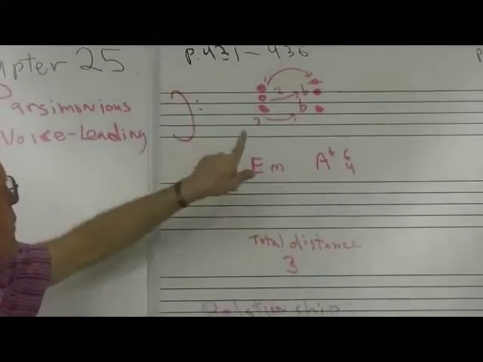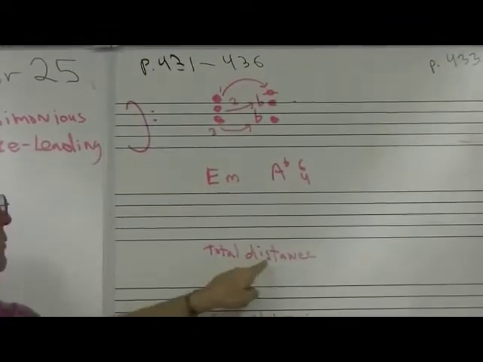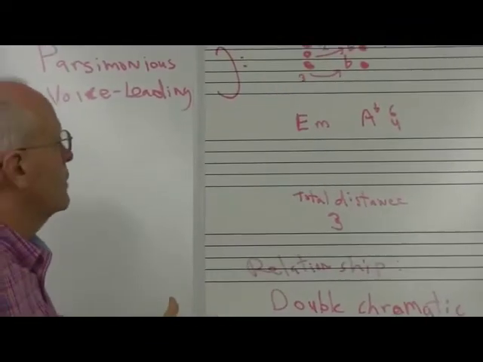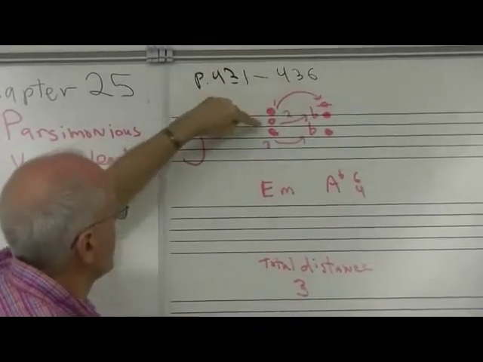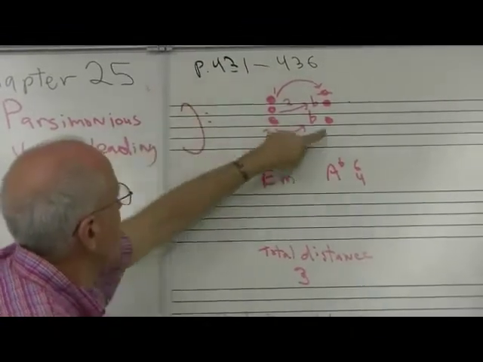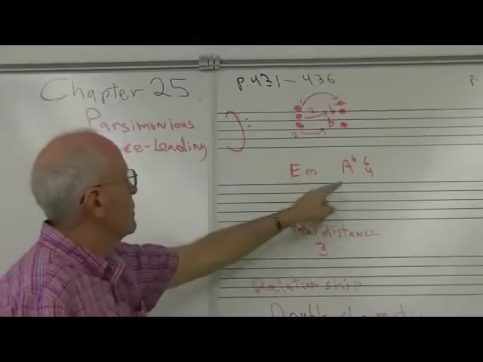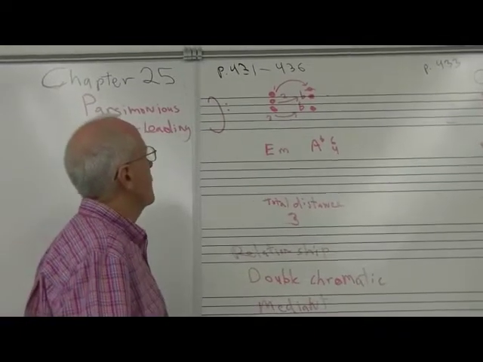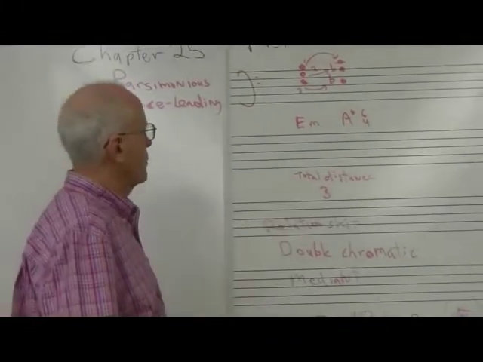All right? So if you look at this one, to understand the total distance between the notes that are sounded, we would have the B going to the C, that's 1, the G going to the A flat, that's 2, and the E going to the E flat, that's 3. So to get from E minor to A flat, I only had to move 3 half steps, as you can see. So that's fairly smooth voice leading.